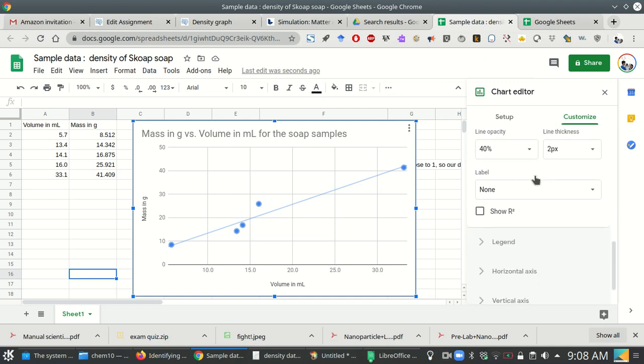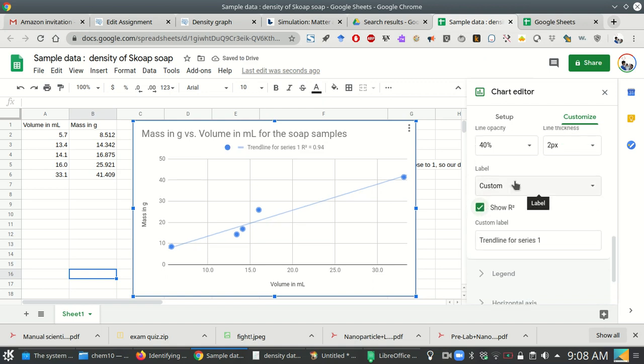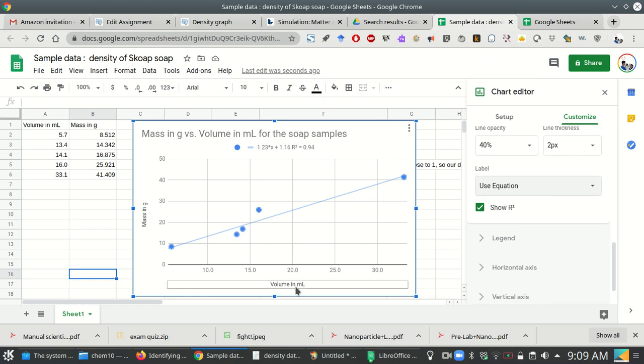I'm going to click on Show r squared, and I'm going to click on Use Equation for the label. So now this is displaying the equation and is displaying the r squared. I see I have a title for the horizontal axis, a title for the vertical axis, and a title for the graph.